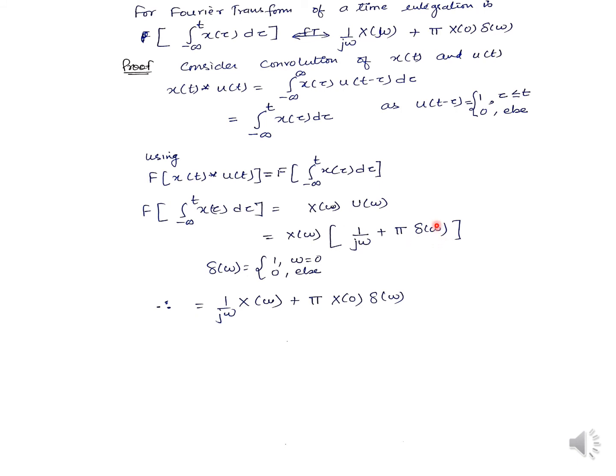Alright, so this function is defined when you open it. This will be X(omega) upon j omega, and then we are writing pi into X(0) delta(omega). Why? Because this function is defined at omega equals 0 only. So you can write X(0) here, meaning put omega equals 0, but only in this part. These are all the properties, and there are some questions which I did on the basis of it.